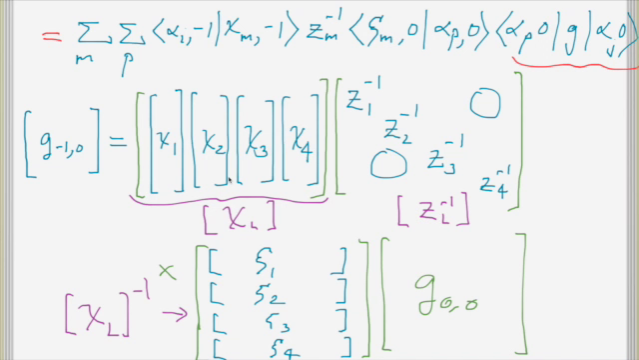Because when chi1 hits Z1, I get 1. If it hits Z2, Z3, or Z4, I get 0. Same with chi2: when it hits Z2, I get 1, and if it hits Z1, Z3, or Z4, I get 0. Because the way we defined it was Z m prime chi m is this Kronecker delta m prime m. And so that Z matrix is simply chi L inverse, the inverse of the chi matrix.